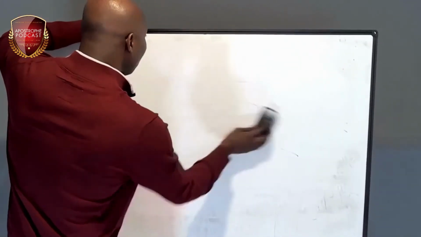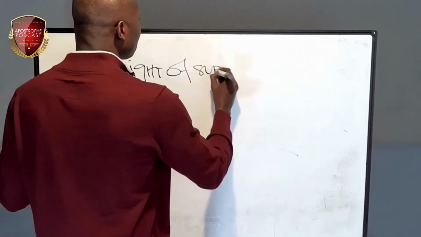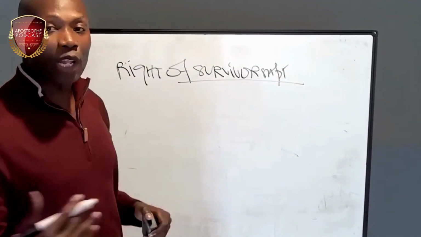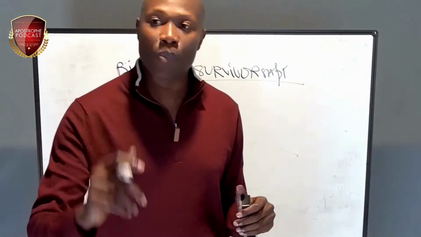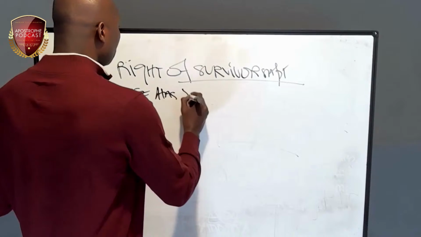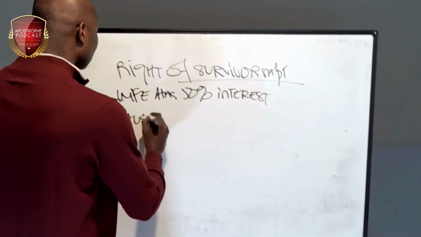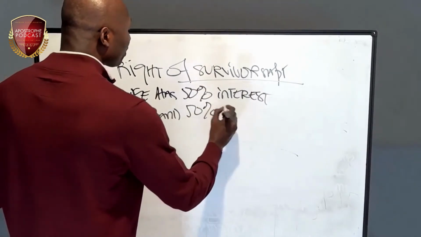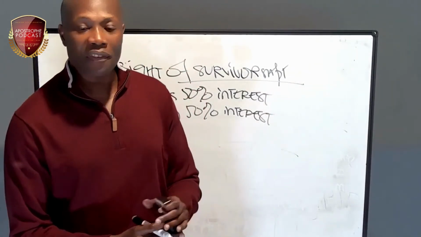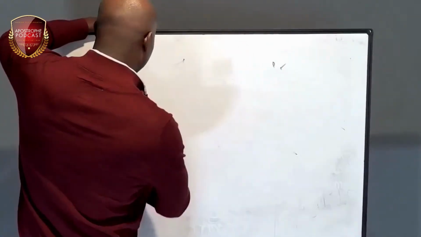Now, we spoke earlier about something called right of survivorship. In some states, they will tell you that every asset that is part of community property, the wife has 50% interest and the husband has 50% interest. Some states will tell you the wife has 100%, the husband has 100%. Either way, this is the way it works.